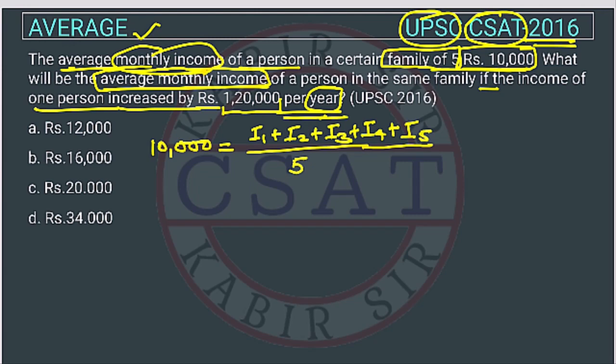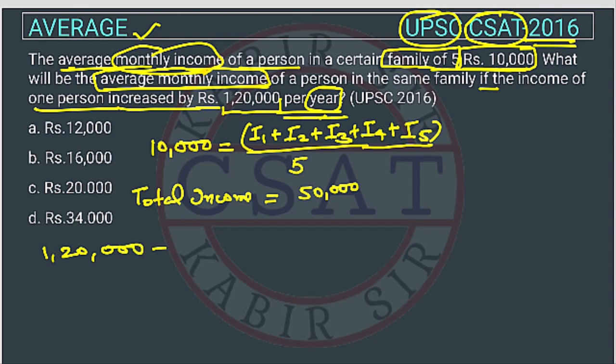So what will be the total income? I can directly write here total income also: I1 plus I2 plus I3 plus I4 plus I5. Both are the same, right? So it will be 50,000. Okay. Now, what happened? That one person's income got increased. How much? 1,20,000 per year. So the income increase is 1,20,000.